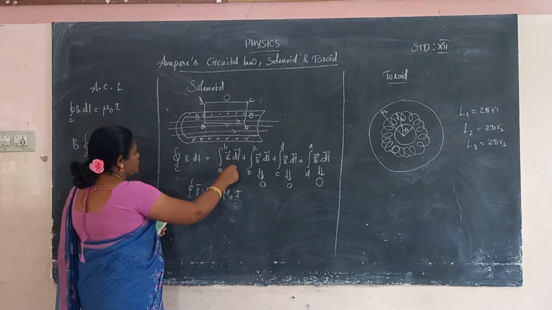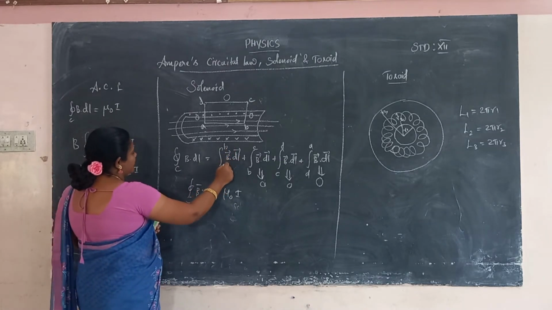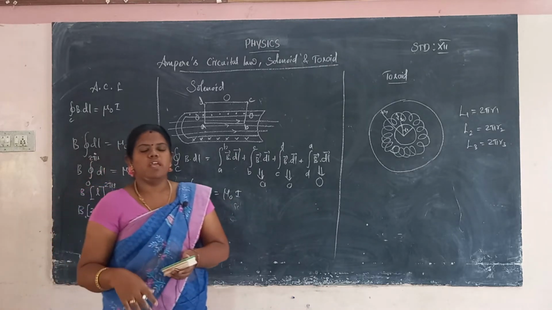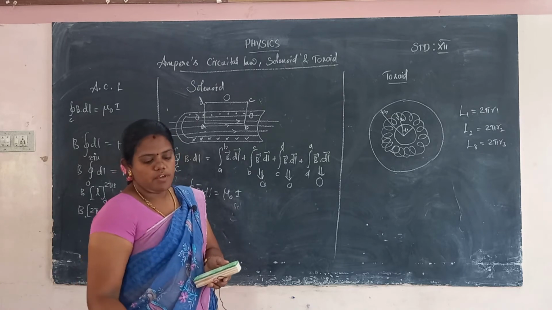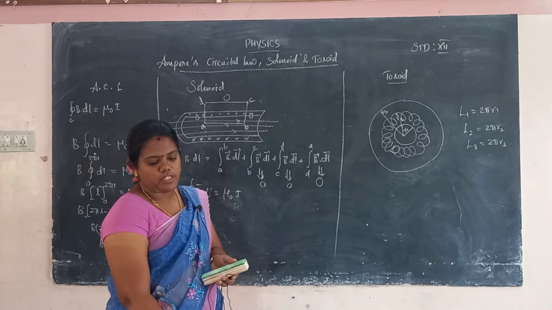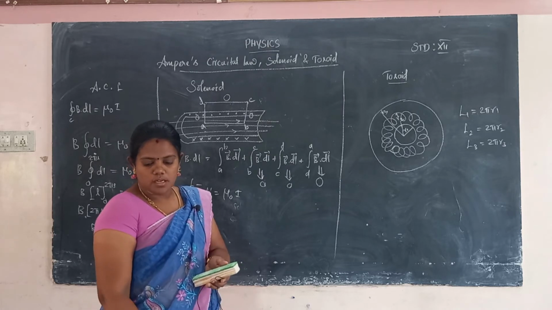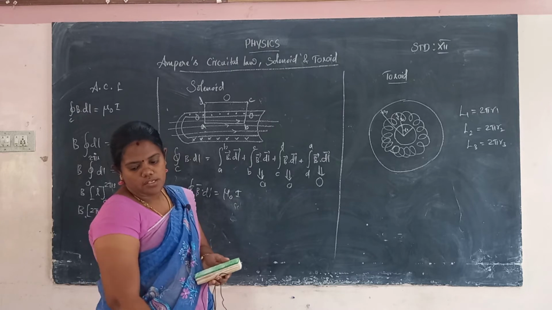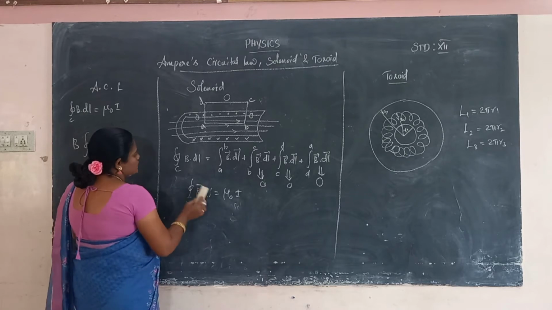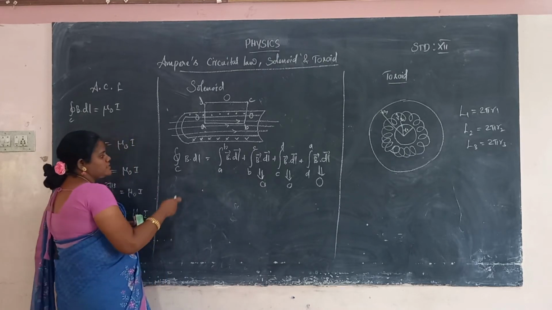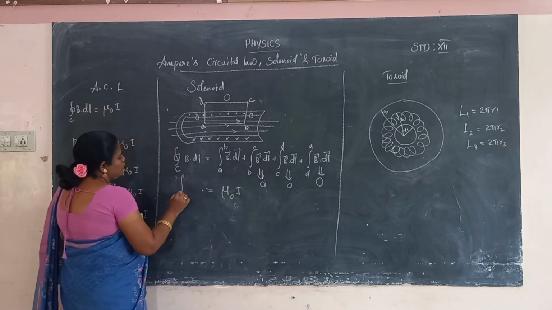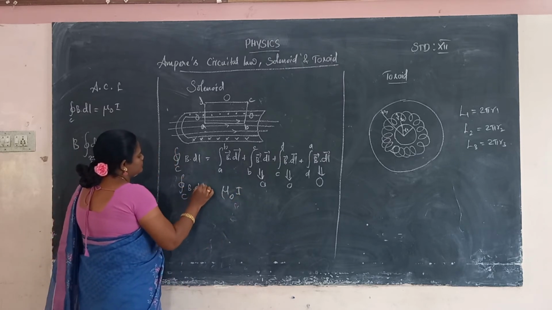So the closed integral from A to B of B vector dot dl vector is equal to mu naught I. We have to express the current in terms of n. Suppose the solenoid has n number of turns, we have to write mu naught into nI. So according to Ampere's circuital law, the closed integral of B dot dl is equal to mu naught I.